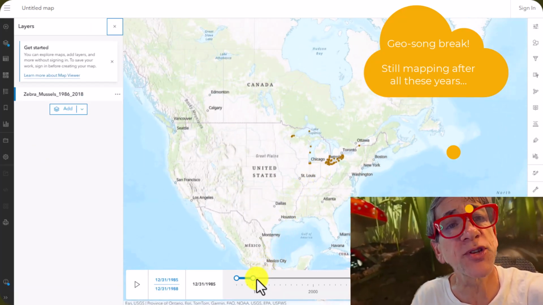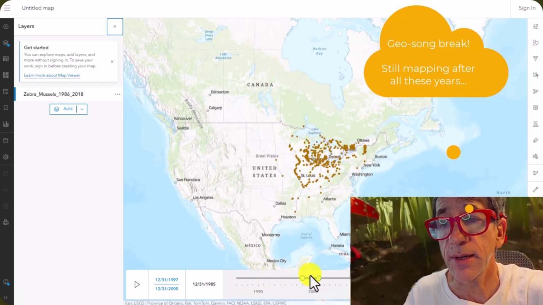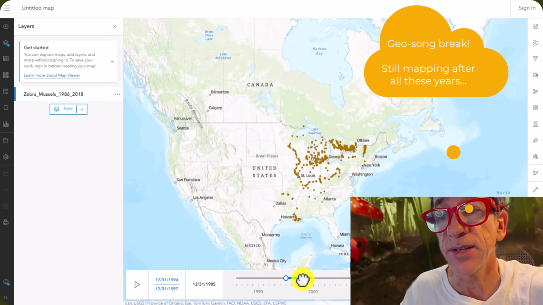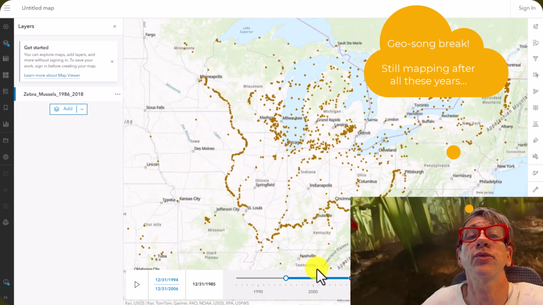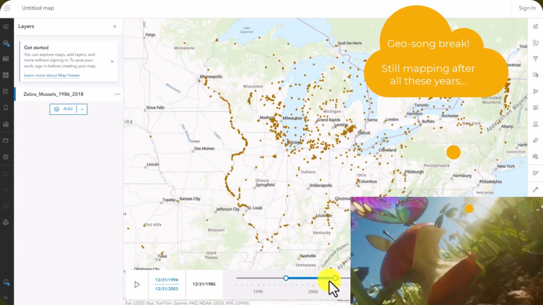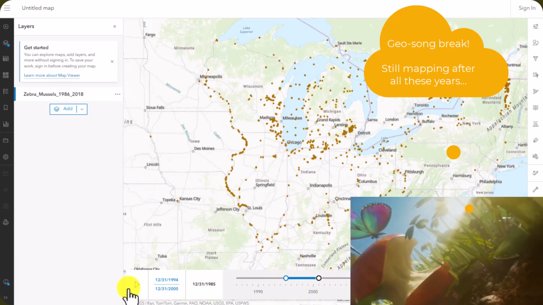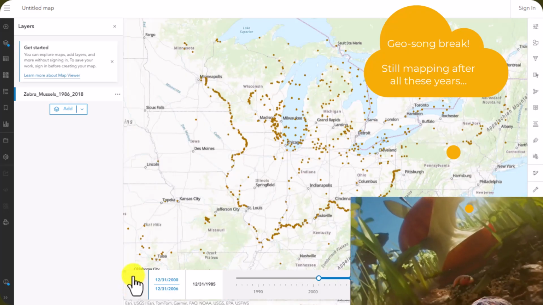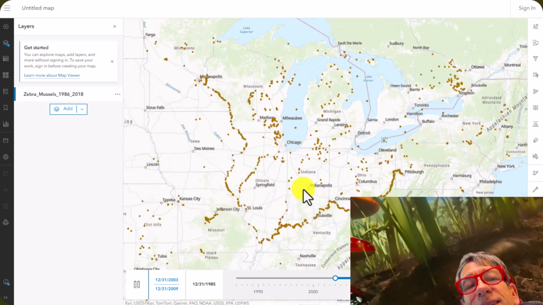I've mapped so many places, those far away and that are near, still mapping after all these years. Whoa, still mapping after all these years.